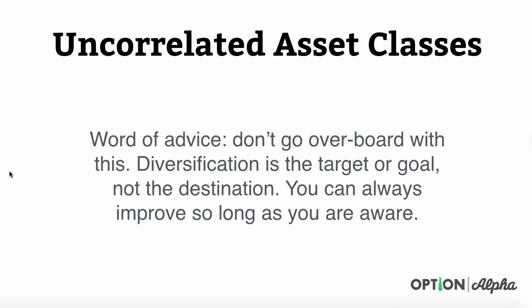So here's my word of advice with regard to this. Don't go overboard with doing all these uncorrelated asset classes. Diversification, in my opinion, is the target or goal. It's not the destination. So you always want to improve, but you always want to make sure that you're just aware. There's no point at which you can have perfect diversification in your portfolio. But it's this understanding that we just don't want to trade too many oil stocks or too many technology stocks or too many social media stocks. We want to be just a little bit diversified in everything.